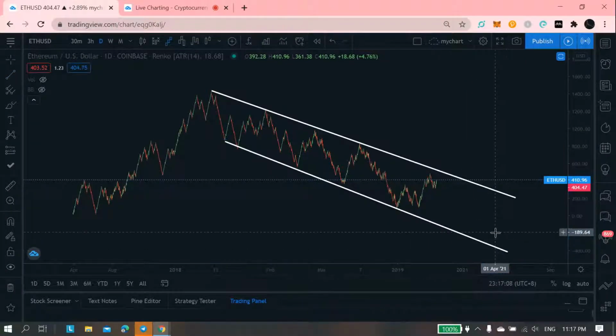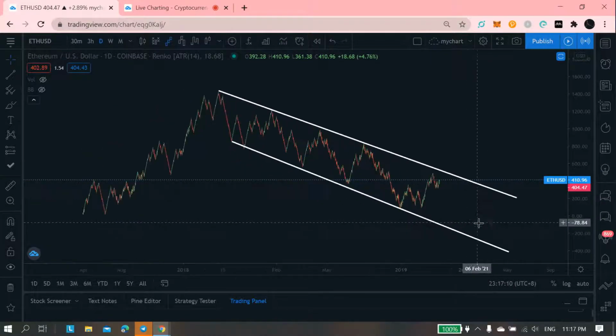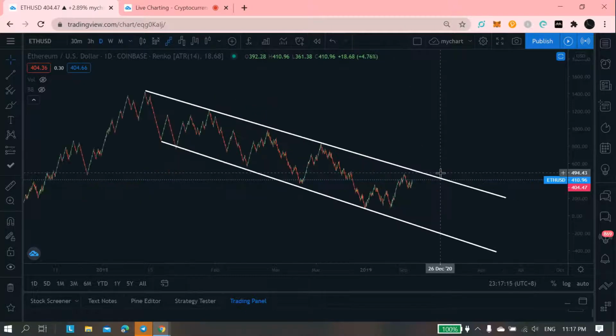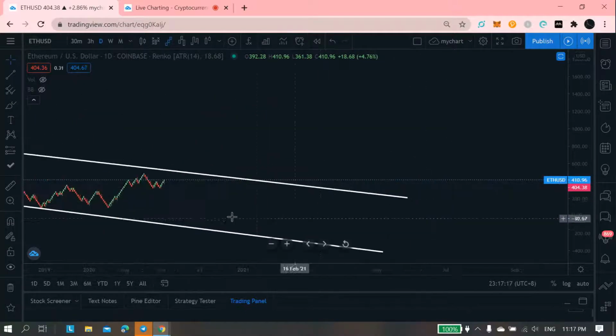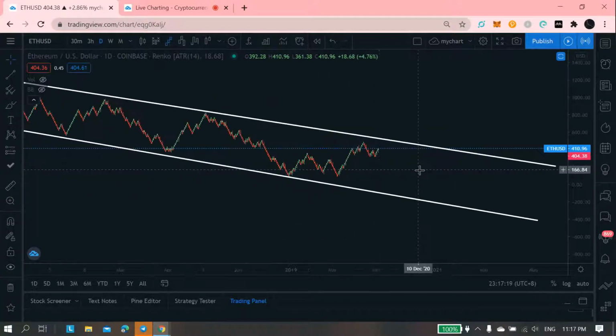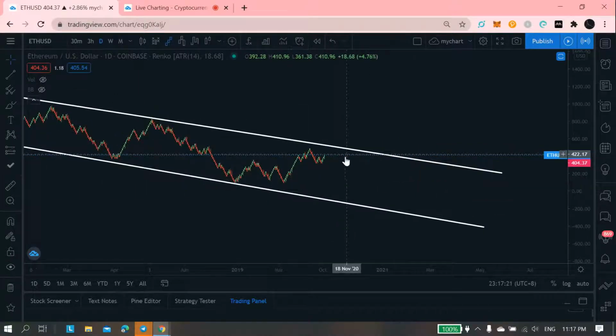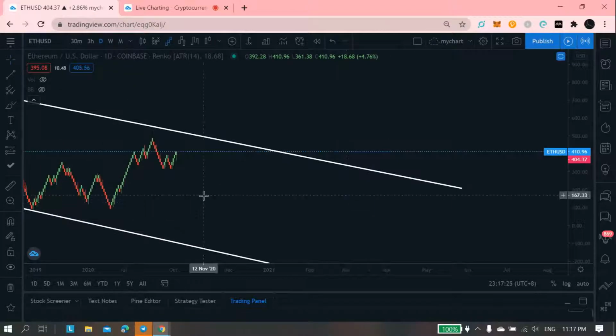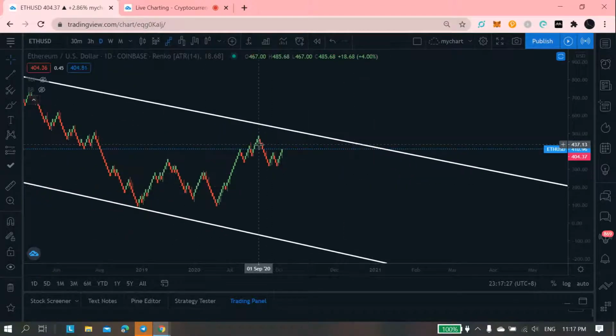Sometimes. So if you look at the long-term trend of Ethereum, it is currently in a long-term downtrend, but it's now going higher and possibly retesting the previous high around the 485 area. So my TP is around the 500 area.